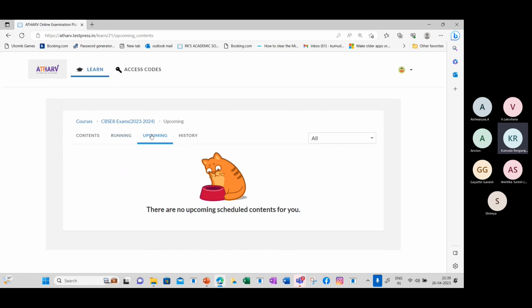Upcoming meaning, supposing I've scheduled some exams for a future date. Maybe I've uploaded some 4 exams today and it's not available now. You can take it only the next Sunday. So you will see such exams in upcoming. You cannot take it now. Exams which are in upcoming cannot be taken up now. I have scheduled it for you to take it up on a later date.